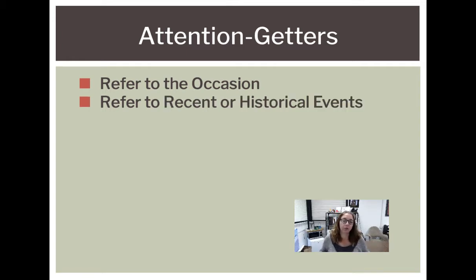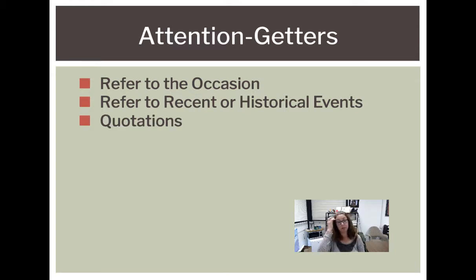Another way is to refer to recent or historical events. This would be a perfectly acceptable way to start your speeches, as long as the reference makes sense and it ties into the topic that you are talking about. Generally, I think recent events are probably more in line with something your audience would find interesting than historical events, but that is up to you in terms of your speech topic and what you think would be interesting.